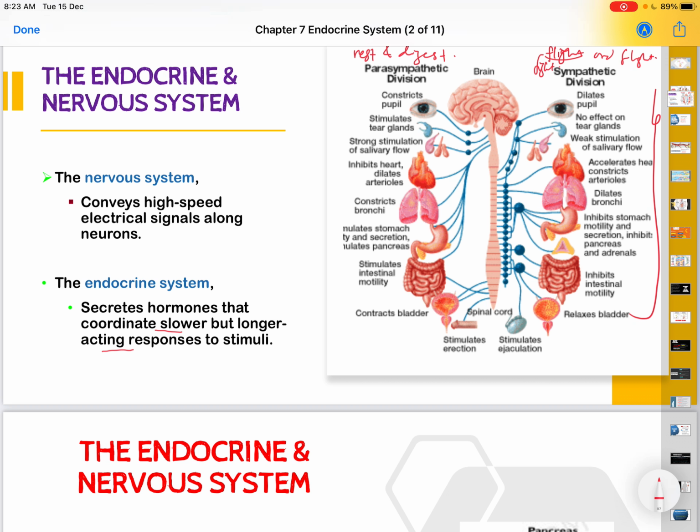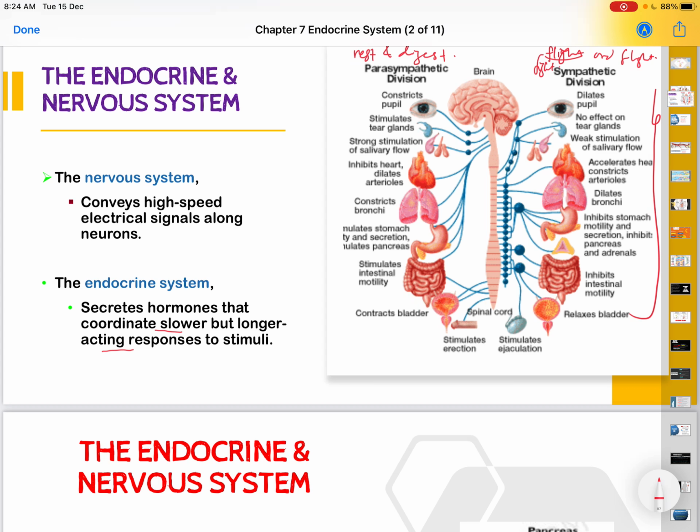Okay, so let's see the rest and digest action. Examples of action are constrict pupils, stimulate tear glands, strong stimulation of salivary flow, inhibit the heart, dilate arterioles, constrict the bronchi, stimulate stomach motility and secretion, stimulate the pancreas, stimulate intestinal motility, contract the bladder, stimulate erection.